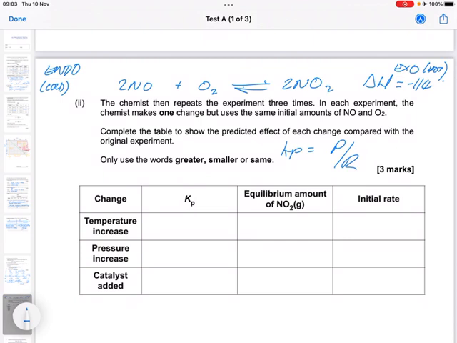So complete the table to show the predicted effect of each compared with the original experiments. Only use the word greater, smaller or same. Well, we know that only temperature affects equilibrium constants. So it's going to be the same here and the same here. And if I increase the temperature, it's going to go to this side here. So looking at my products, then my products is going down. So this is going to be smaller.